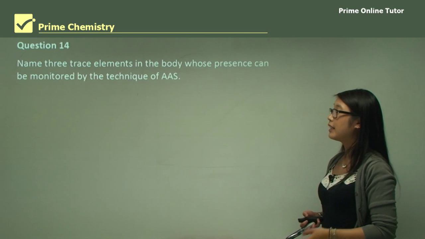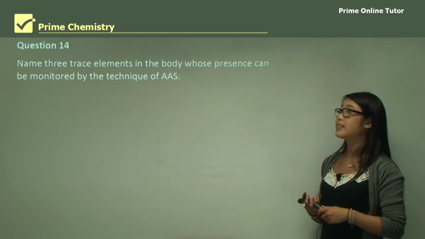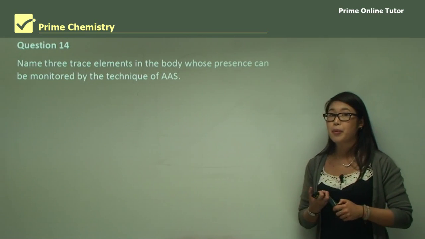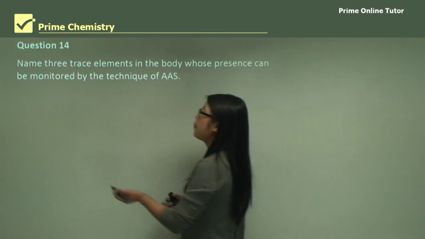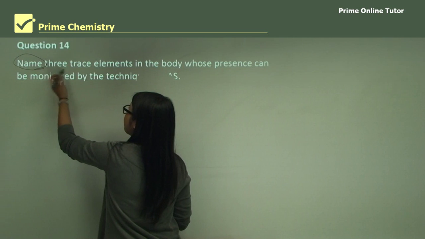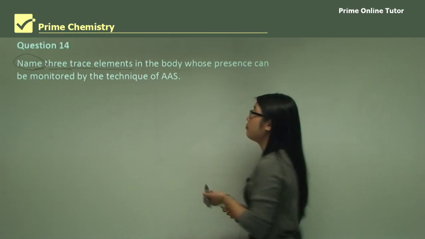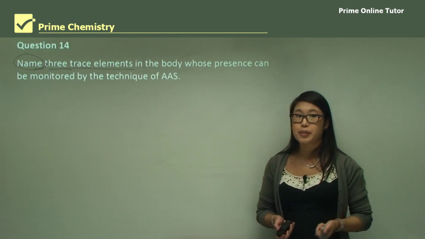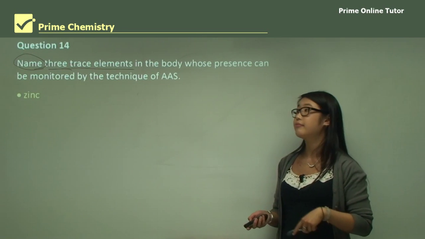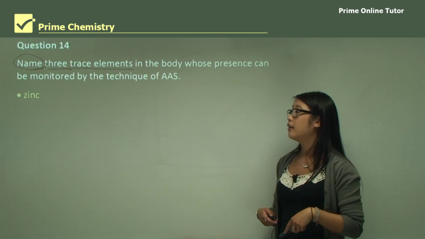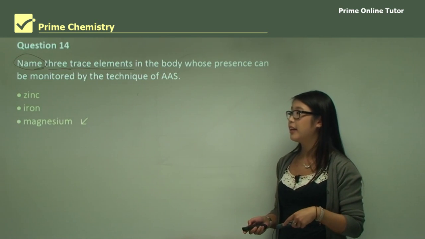So question 14, name 3 trace elements in the body whose presence can be monitored by AAS. So in this question we only need to name 3 trace elements. So 3 trace elements which can be analysed by AAS include zinc, iron and magnesium.